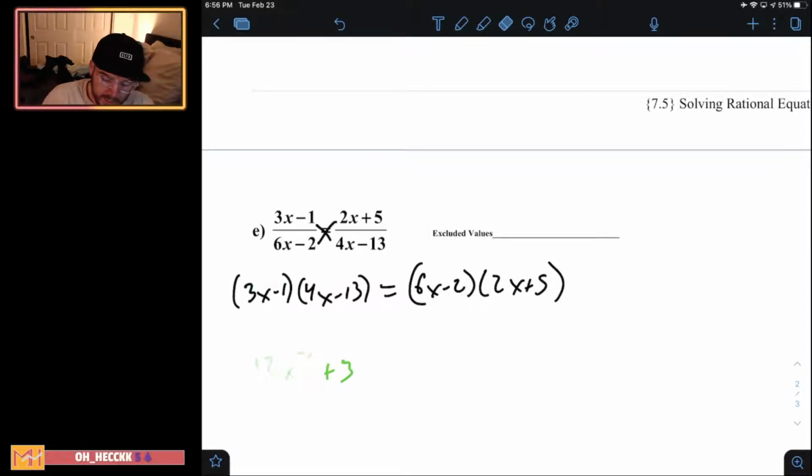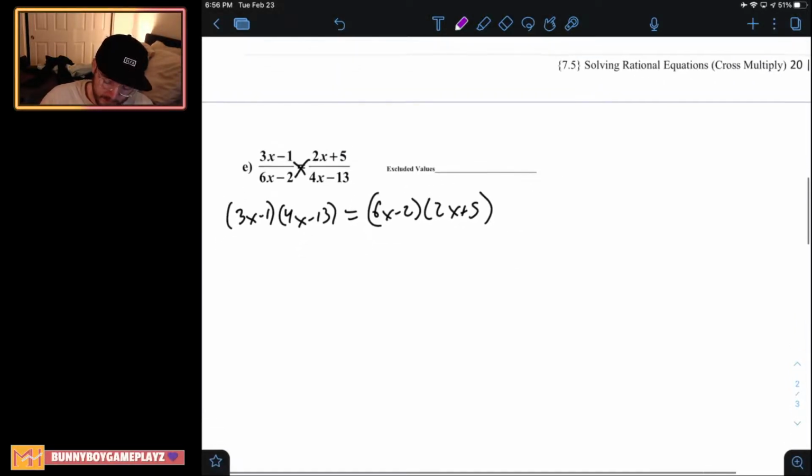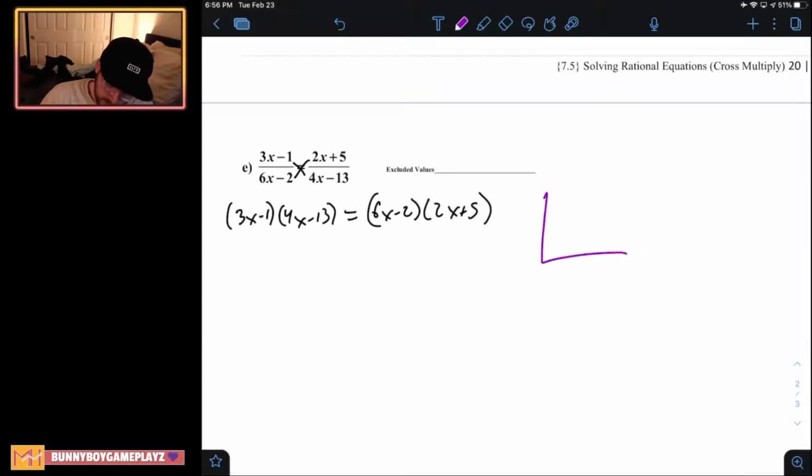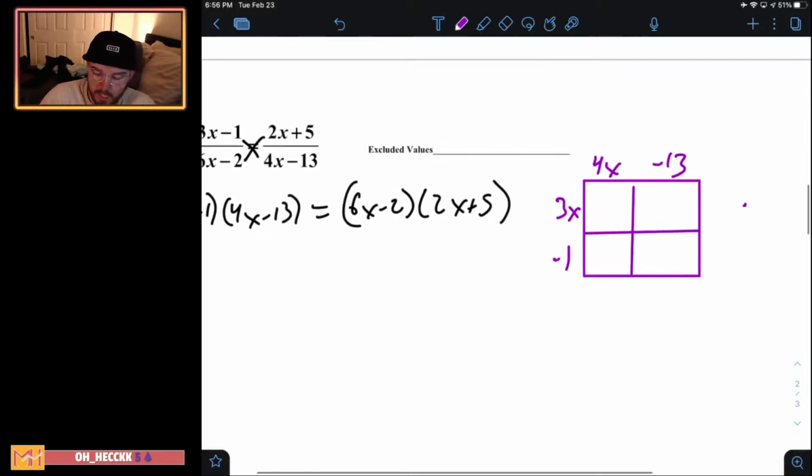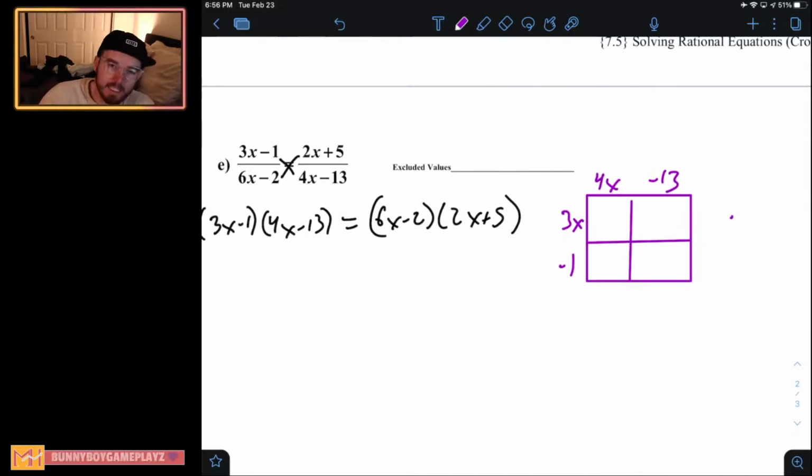And a little organization tool that I like to use is the box. I call it the box method. And if this helps you, please do it. We've done this before in class, where I simply make my box like so, and I write 4x minus 13 across the top and 3x minus 1 down the side. It doesn't matter which way you do it. I could have those switched. The point is this makes you do all the multiplication.